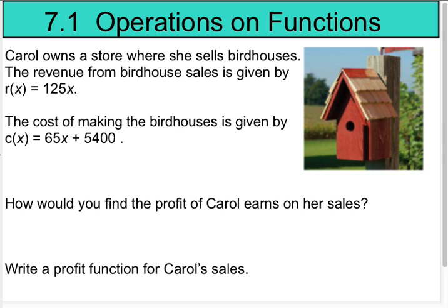Carol owns a store where she sells birdhouses. The revenue from birdhouse sales is given by R of x equals 125x. So revenue, remember, is how much money completely she brings in. Okay, she sells them, I would assume, for $125 a piece, so that's her revenue. Okay, the cost of making the birdhouse is given by the following equation. Okay, so how would you find the profit Carol earns on her sales?